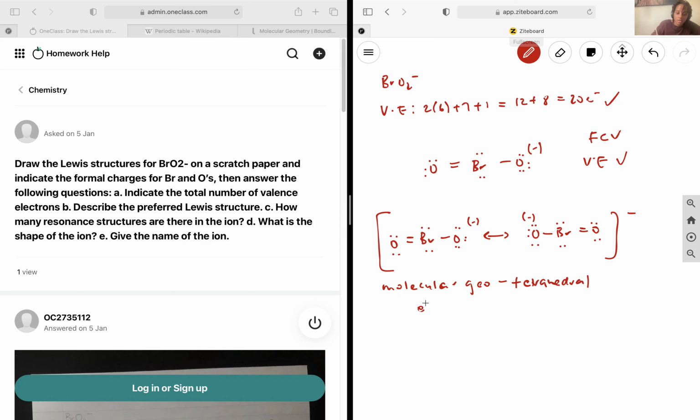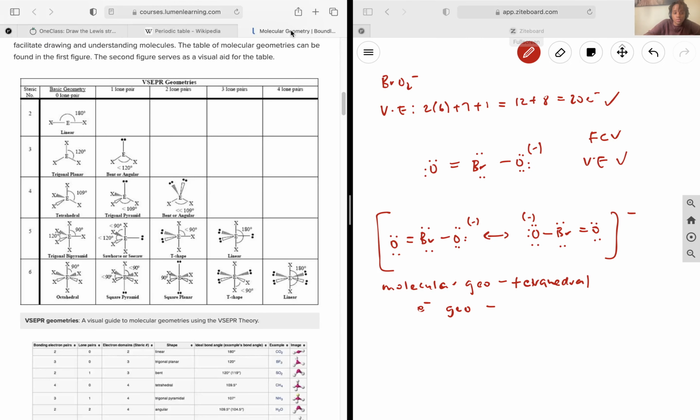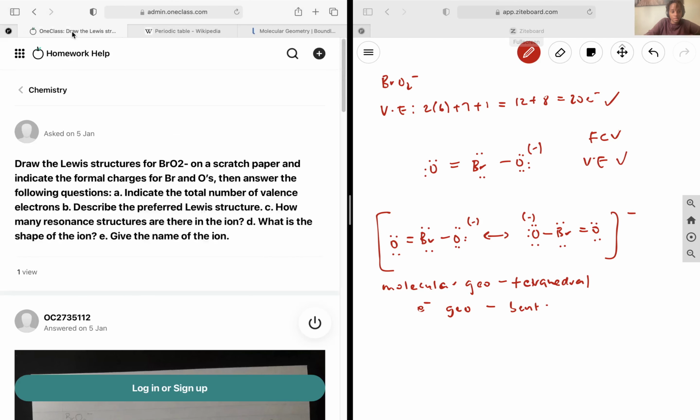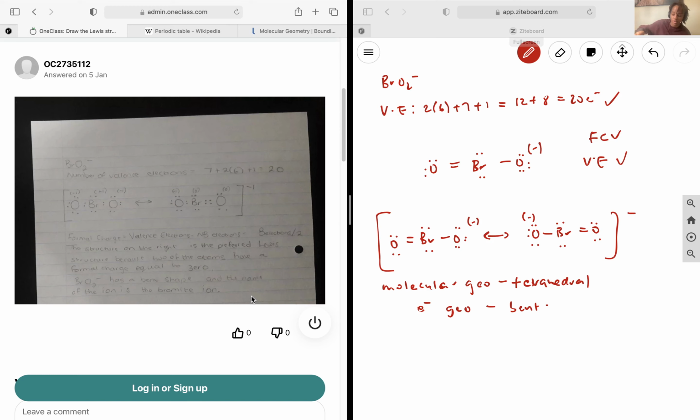Now let's double check in on our electron geometry. We have 2 lone pairs and 2 bonding pairs. And so what that means is that if you come to the chart, it'll be bent. And so that's it for that. And so now let's come to the name of the ion. And the name of the ion is going to be the bromide ion. And that's the final answer for that one.